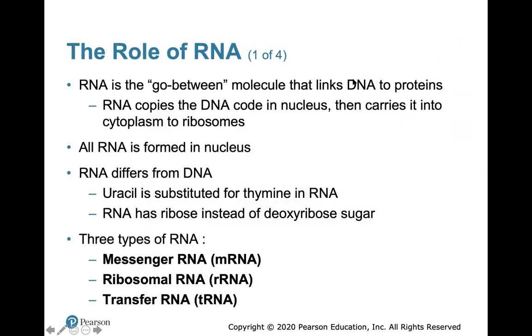The role of RNA: RNA is the go-between molecule that links DNA to protein. So DNA gives the genetic blueprint, and then RNA carries it out to actually create the protein. RNA will copy the DNA code inside the nucleus and carry it into the cytoplasm to ribosomes. All RNA is formed inside the nucleus, but RNA differs slightly from DNA, in that uracil is a base that's substituted for thymine in RNA, and RNA has ribose instead of deoxyribose sugar. There are 3 types of RNA: messenger RNA, ribosomal RNA, and transfer RNA.